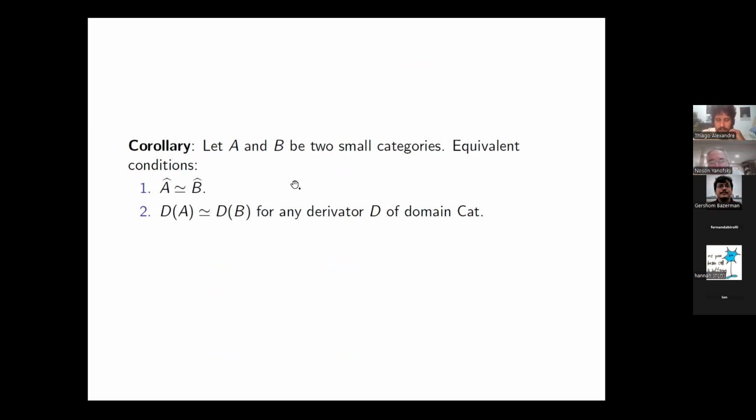Could you just give a one minute or half a minute reminder of what a Karoubi envelope is?